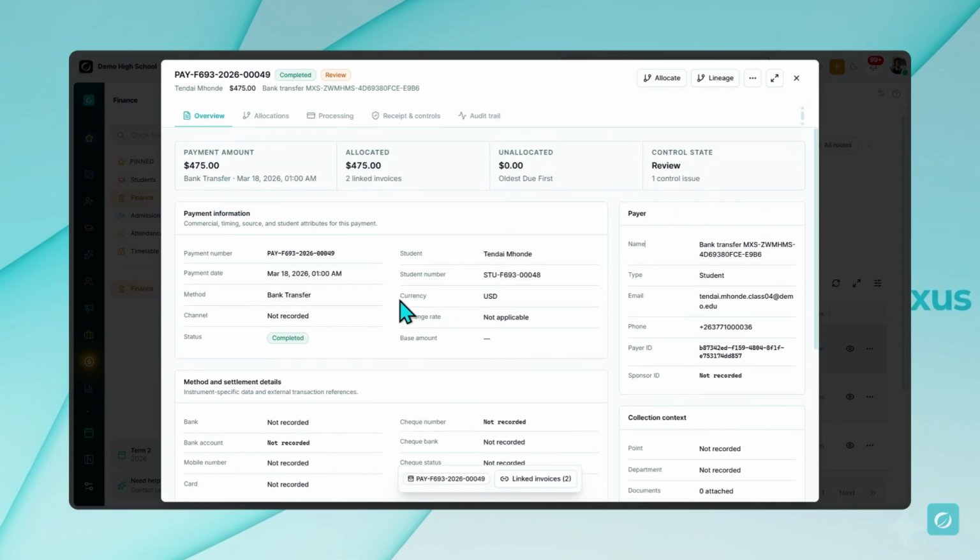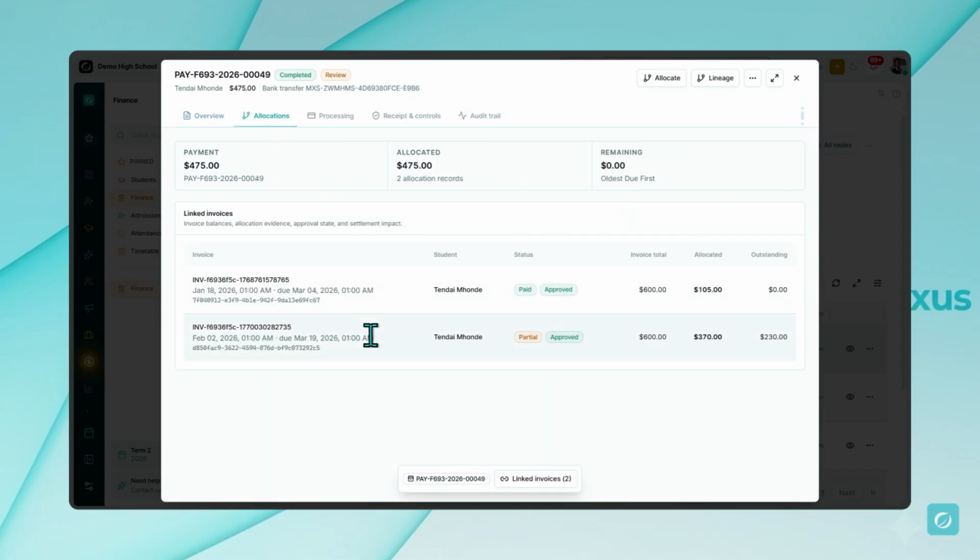The summary tells us that all $475 was allocated across 2 invoices, with 0 left unallocated. That tells us nothing disappeared. But it still does not tell the parent where the money went. The answer is in the allocations. This is the decisive screen. The $475 payment did not belong to only one invoice. It was distributed according to the oldest due first rule we saw on Tendai's payment profile.